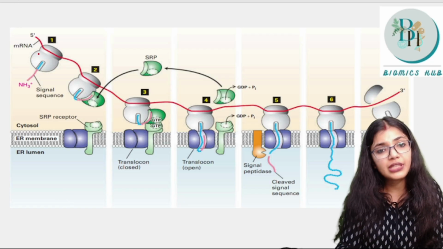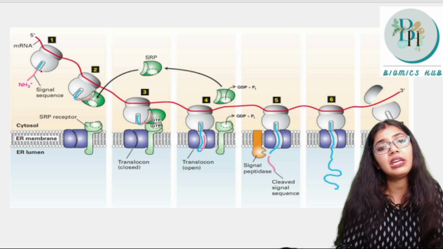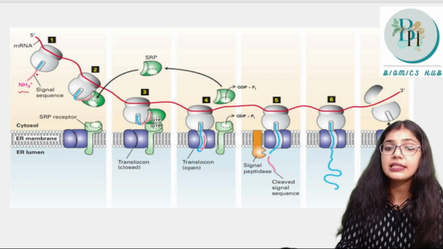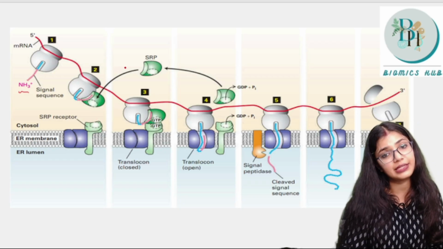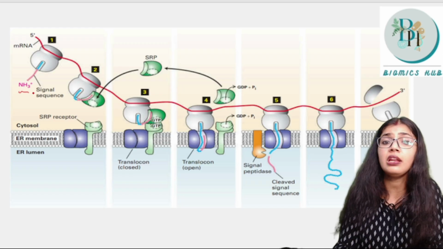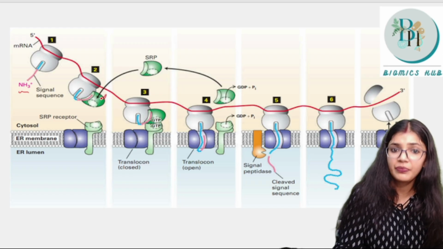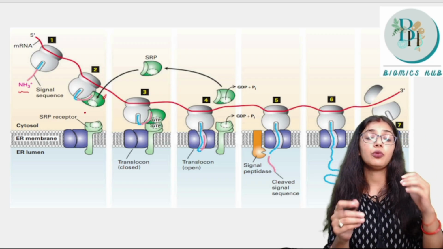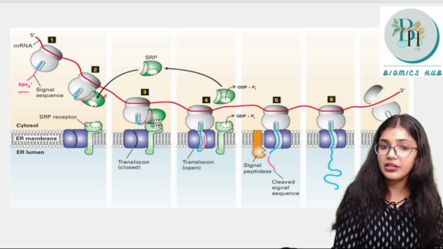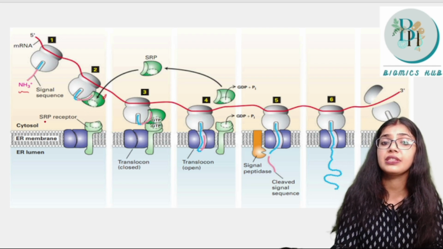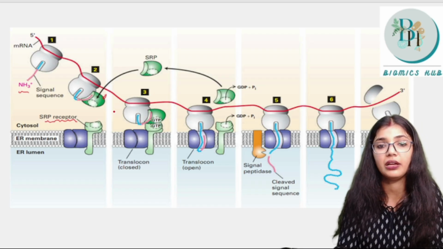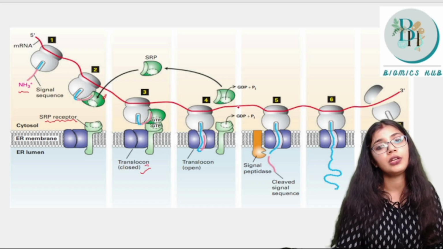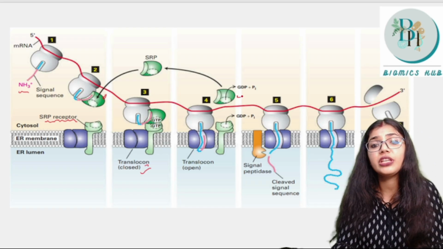So here there was a sequence. The ribosome has a protein with it. In the N-terminal there is a signal sequence, which is recognized by a protein known as SRP. After SRP has bound, it inhibits the process of translation. After translation has been inhibited, it is recognized by the SRP receptor, where it comes and binds. During this time the translocon is closed. After this, there is GTP hydrolysis.